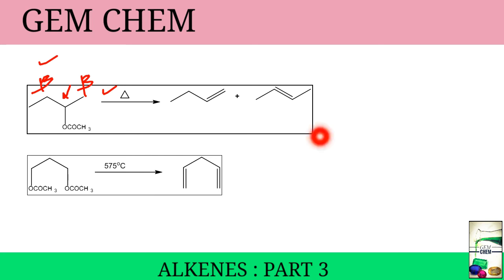So the most substituted product is the major product. In this case we see there are two ester groups, right? So elimination will take place for both types.